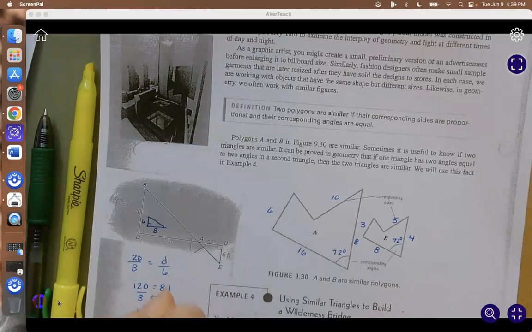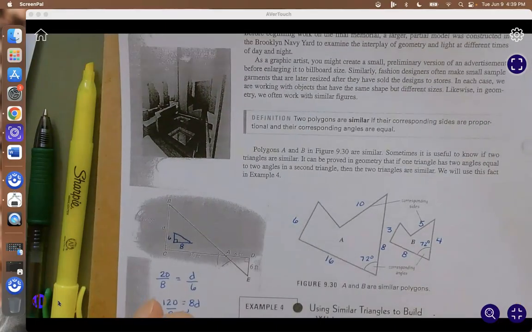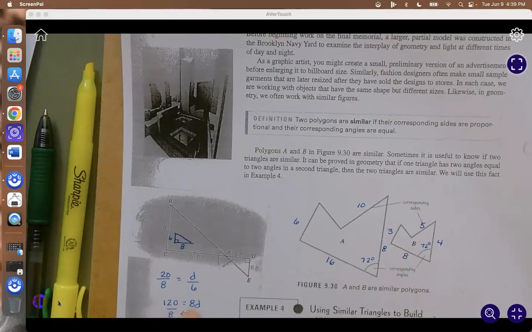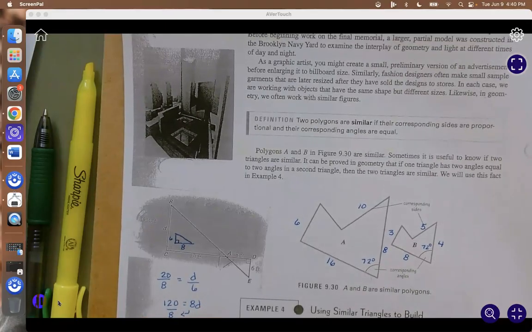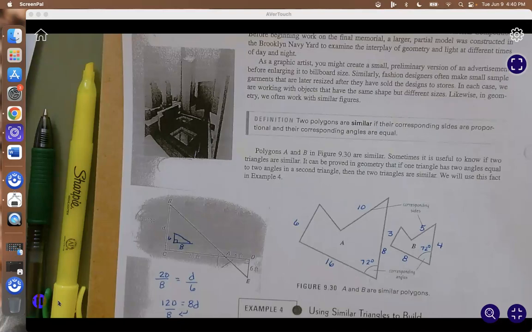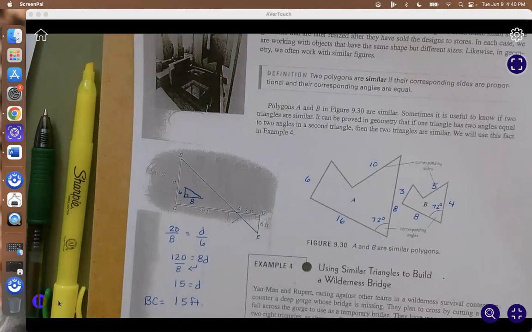So BC is 15 feet. Okay? That's the distance across the gorge. Okay? And that's all you gotta do. Just match them up, set up your proportion and solve. Remember, your angles are equal. Don't make your angles proportionate, just your sides.